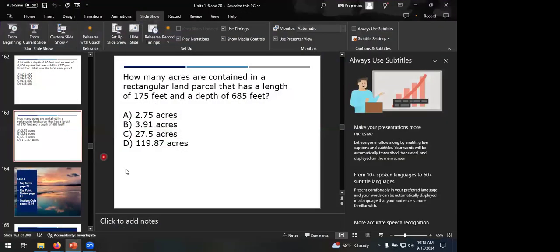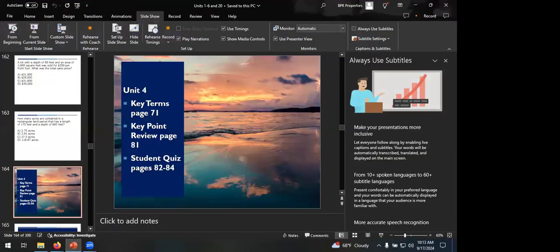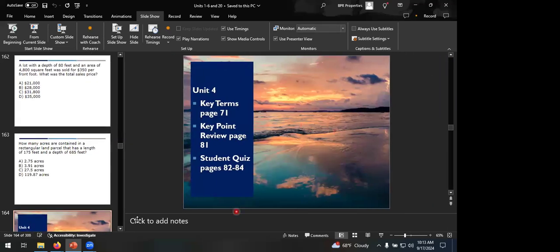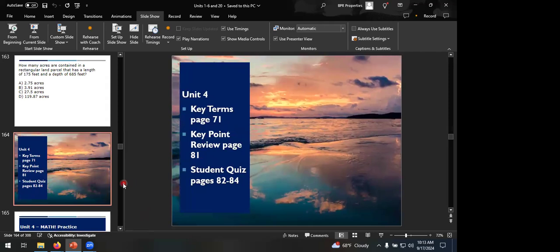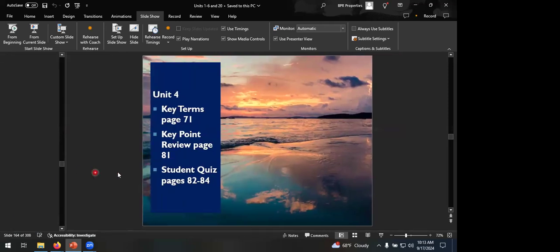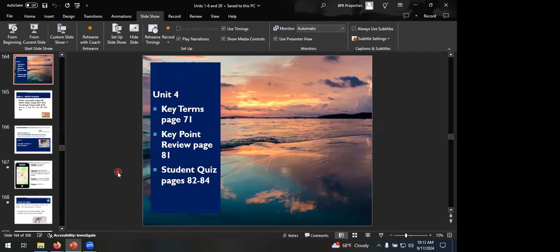So unit 4, again, just to kind of wrap this up. The key terms, remember we did the verbiage of it, talking about our different land descriptions. We did that last week. So we talked about things like metes and bounds. We talked about rectangular government survey system. We talked about the importance of the survey. So those key terms are back on page 71. Your key point review, kind of your Cliff's Notes of unit 4, is on page 81. And then you have your student quiz on 82 to 84.